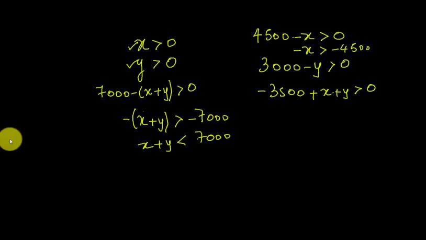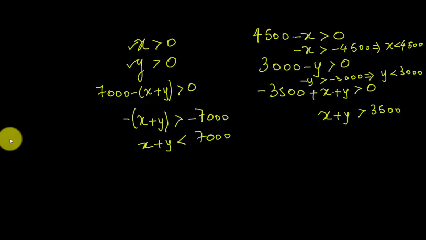That simply implies that x is less than 4500. And here minus y is greater than minus 3000, and that again implies that y is less than 3000. And I will have x plus y is greater than 3500. Now these are the equations that I formulated.